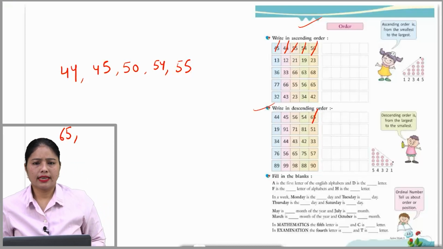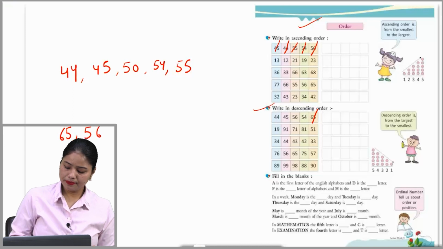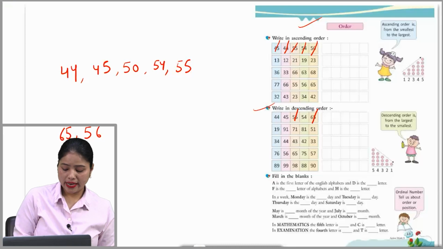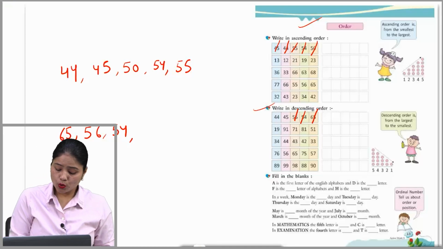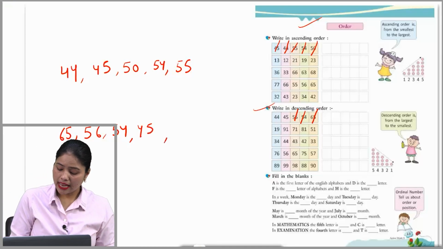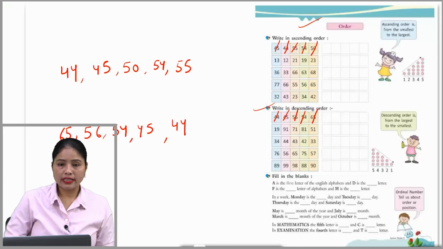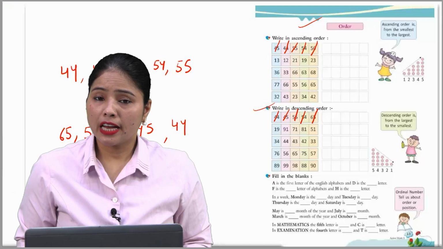उसके बाद हमारा आता है yes 56. So write it 56. Cut it from list. Then 54. So write it 54. Cut it from list too. उसके बाद हमारा आता है 45. So write it 45 here and at last what number remains? Exactly 44. So write it 44 and this is how we do the descending order of that particular one. Okay. I hope you understood.